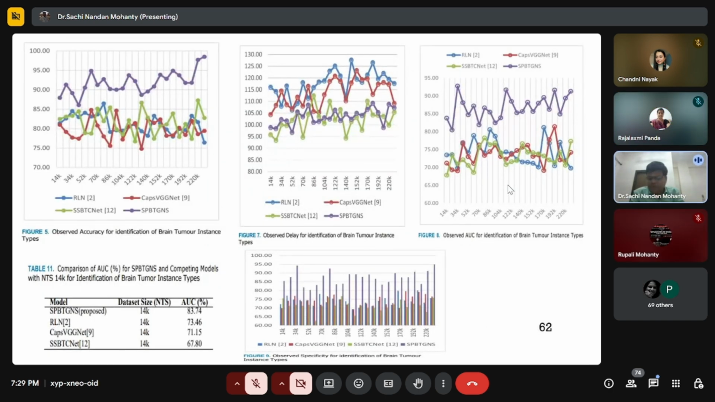Now the output is that, over our data of 90% brain tumor instances, it is a little bit higher than the other models, and our proposed model gives a data set of 12 to 14,000, and the accuracy is a little bit high, 83.74, as compared to the other existing methods.